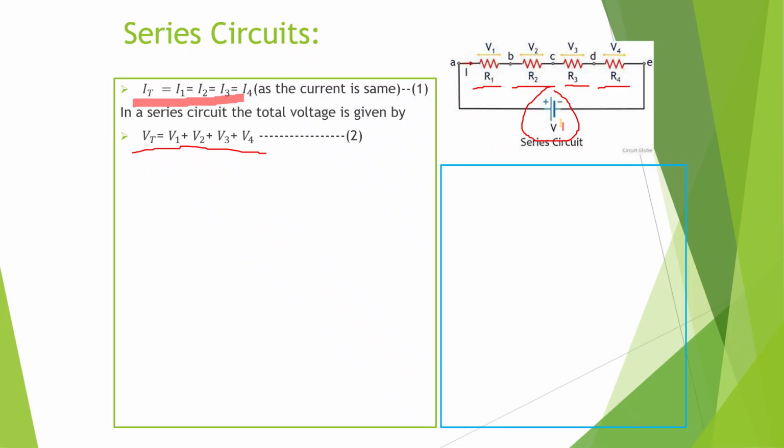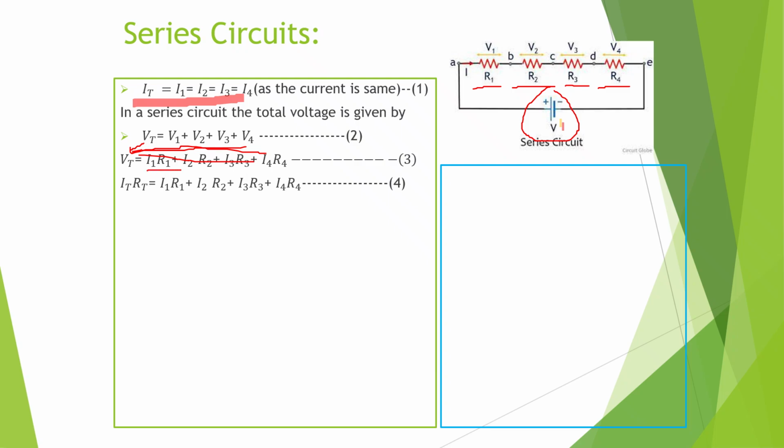Then we will see about the total resistance. What have we seen here? The total current and the total voltage: the current is the same across the circuit and the voltage is V1 plus V2 plus V3 plus V4. In order to calculate the resistance, let us rewrite the equation. We will keep Vt as it is, and we will write V1 as I1 R1.